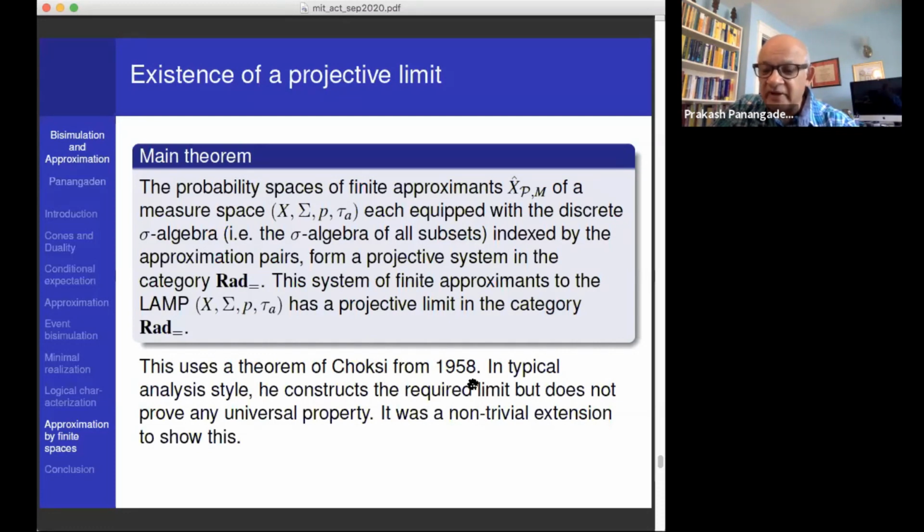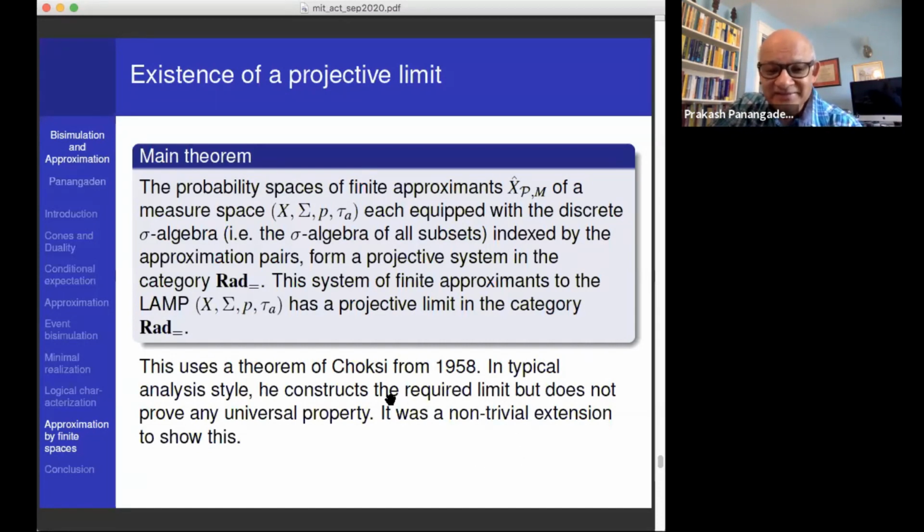by Choksi from 1958. So Choksi is a distinguished measure theorist from the 50s. By sheer coincidence, it turns out his house is about 10 doors down from where I live right now. So of course he's long since deceased, but I didn't live here when I proved this theorem, but I moved into the same block in which he lived.